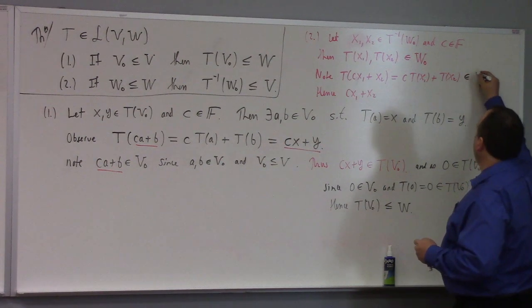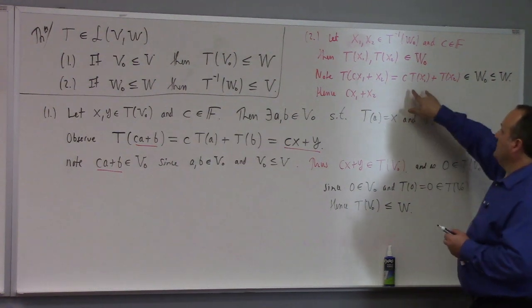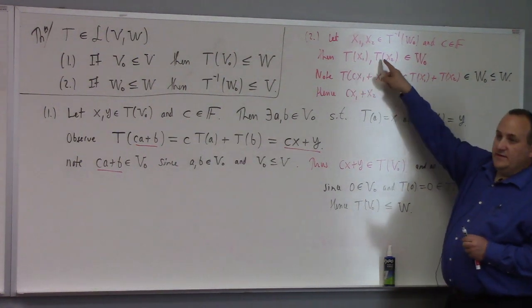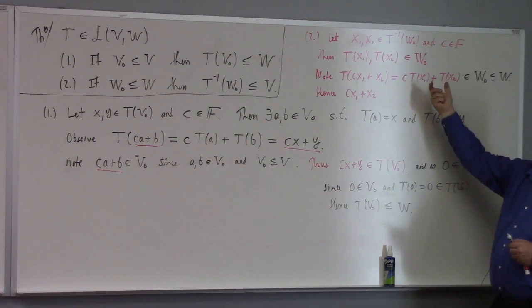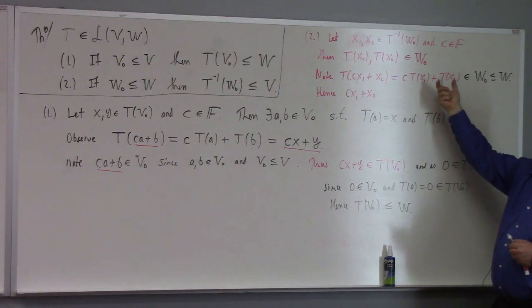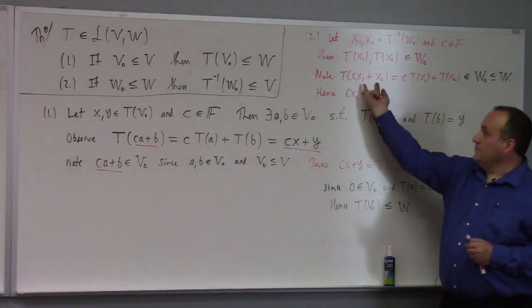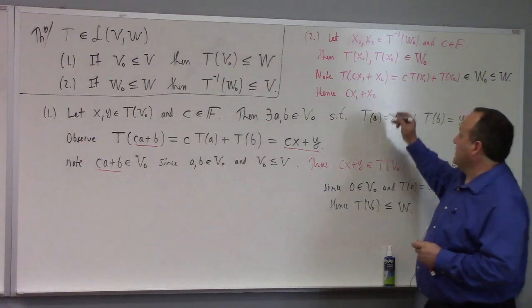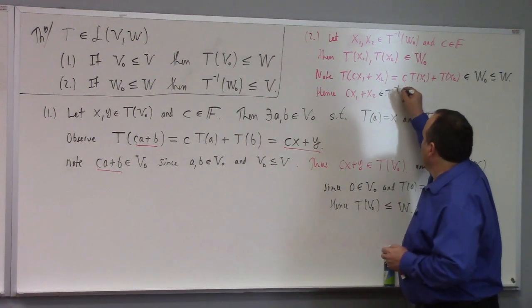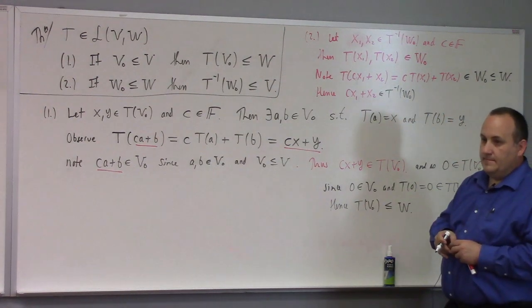This is an element of W naught, right? Which is a subspace of W. Why can I say that? Because T of x1 and T of x2 are in the subspace, which is closed under linear combinations by definition of subspace. So this is in W naught, but this being in W naught means that this input for T is in the inverse image of W naught. So hence Cx1 plus x2 is an element of T inverse of W naught, which is what we want to show.